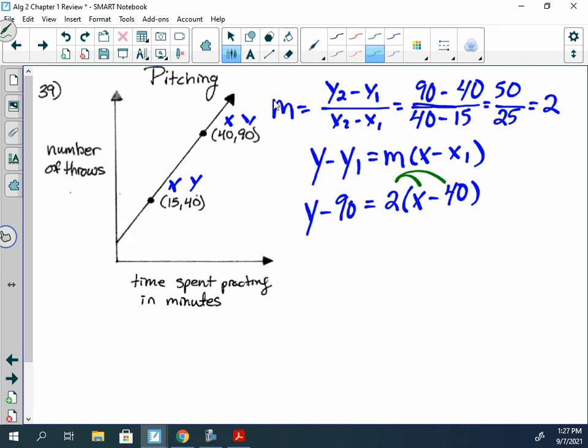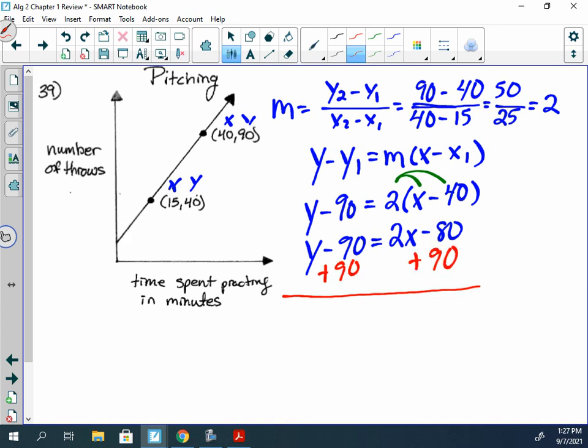Now, once we plug both in, we need to get y by itself. We have y minus 90 equals 2 times x, is 2x. 2 times negative 40 would be negative 80. At this point here, we would add 90 to both sides, and we would get y is equal to 2x, and negative 80 plus 90 would be plus 10. And even if we did use 15 comma 40, we would get the exact same answer either way that we did this.